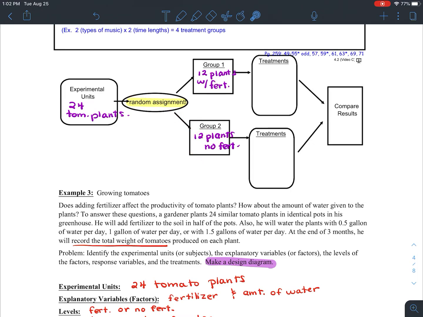Okay, but maybe we would flip a coin. Okay, the first plant, flip a coin. Heads, they're going to get fertilizer. Tails, they're not. And once one of the groups is full, then everyone else gets funneled into the other group.